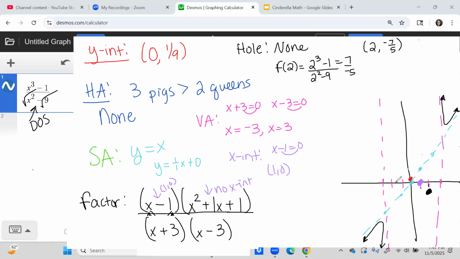Okay, now I'm going to put in -1. So I'm going to do the function at -1. That's -1 cubed minus 1, so that would be -2. And then -1 squared minus 9 would be -8. So that's a quarter. Okay, so when we put in -1, we got a quarter. So -1, up a quarter.